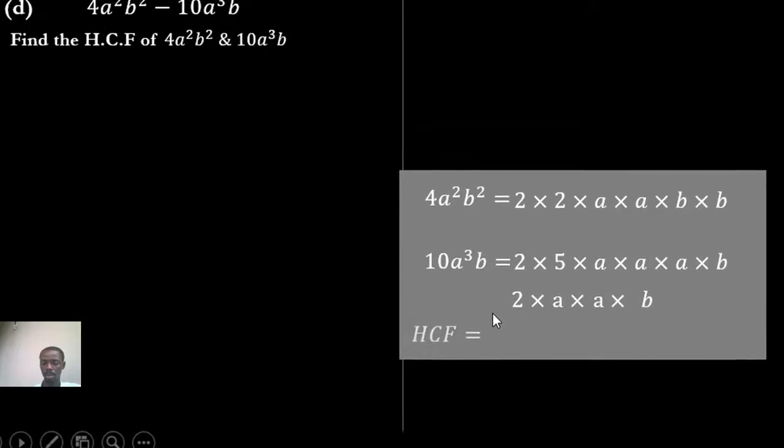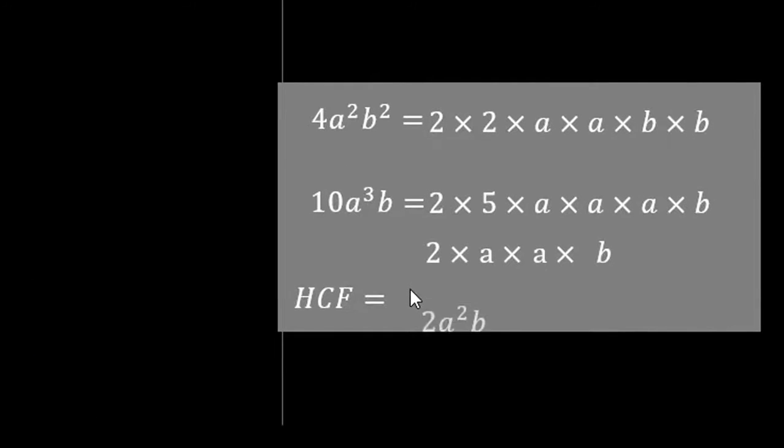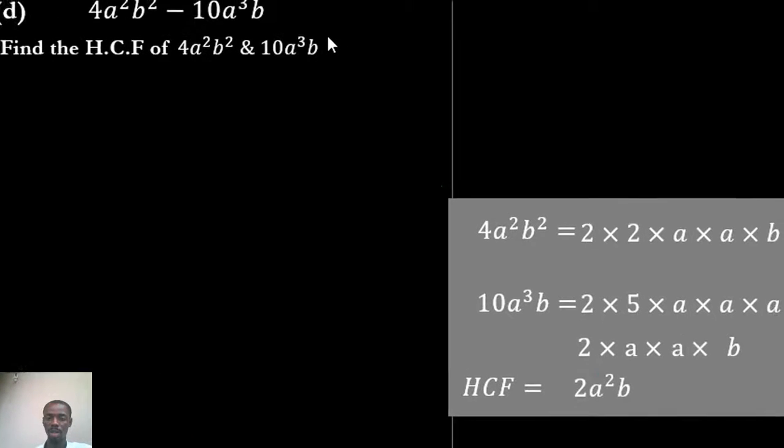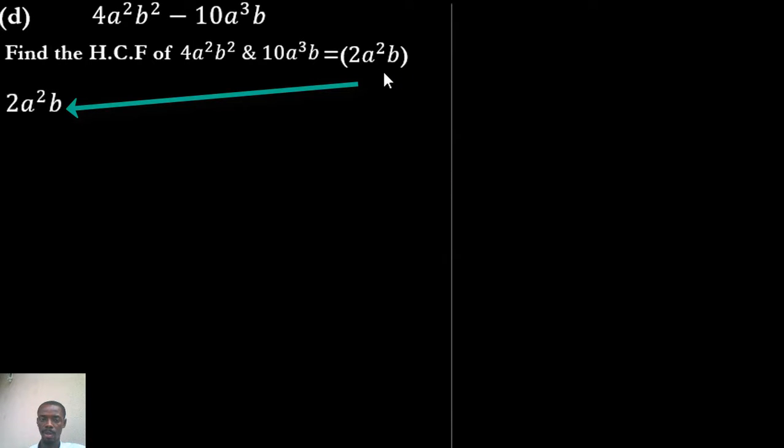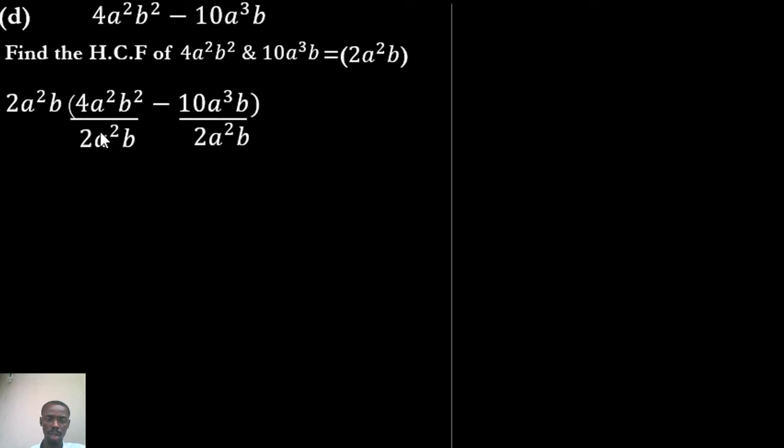I'm having 2A squared B, and that is what I'll be having there. So opening a bracket for 2A squared B and writing everything here. So divide each of the terms by 2A squared B. This divided by 2A squared B, this also divided by 2A squared B.